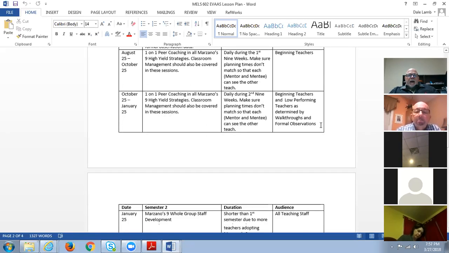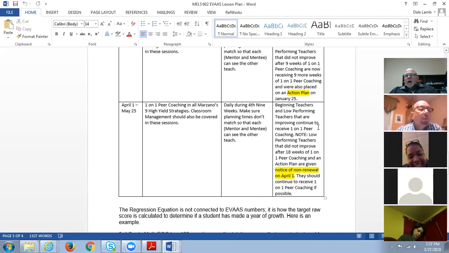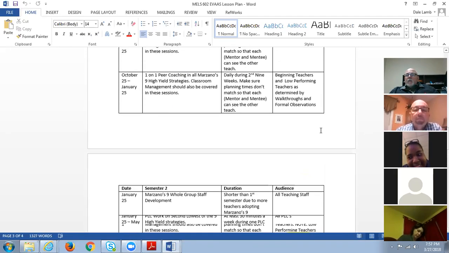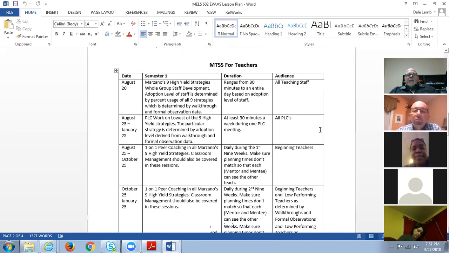But this is mine, and I've got my dates. I plug it in, what I want when I want it. This is the model that I work off of when I go out and work in low performing schools. This is real. I call it MTSS for teachers. It's a multi-tier system of support, just like for exceptional children. This is for exceptional teachers.